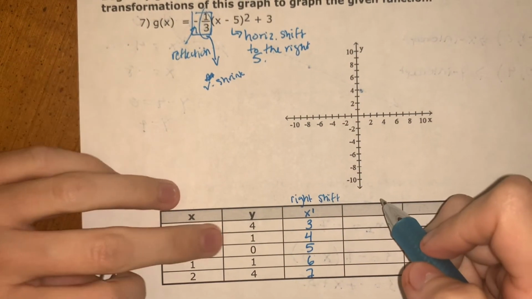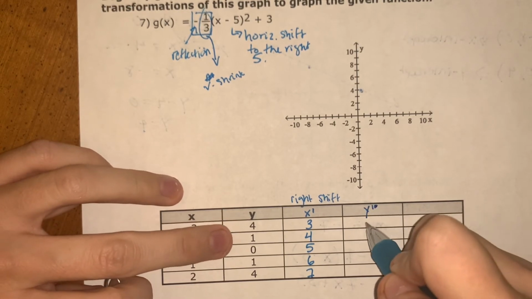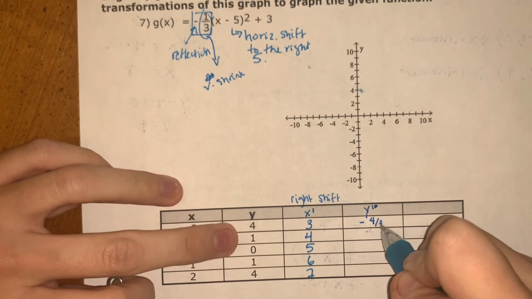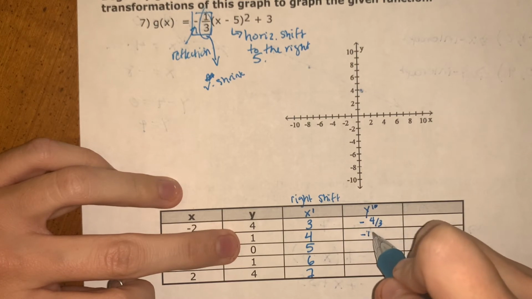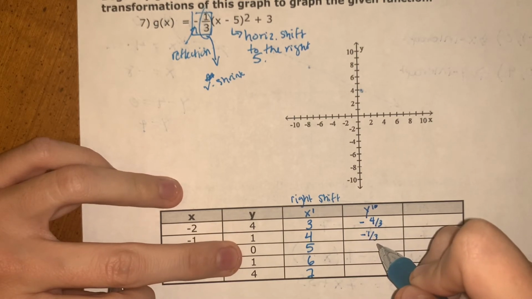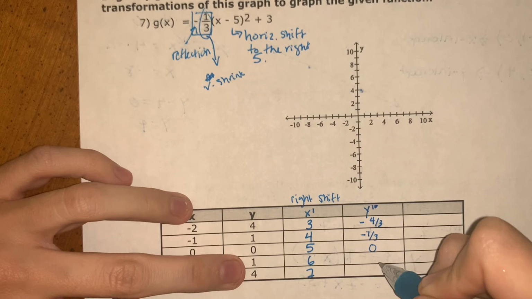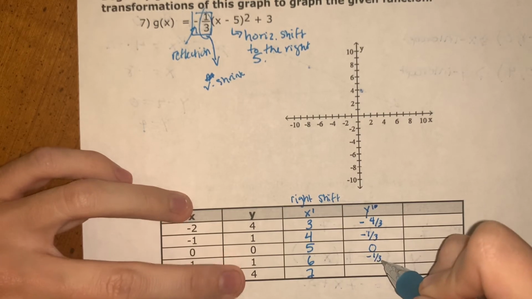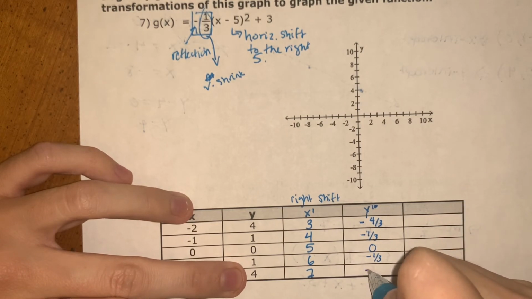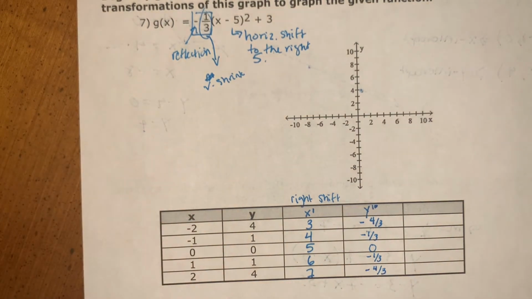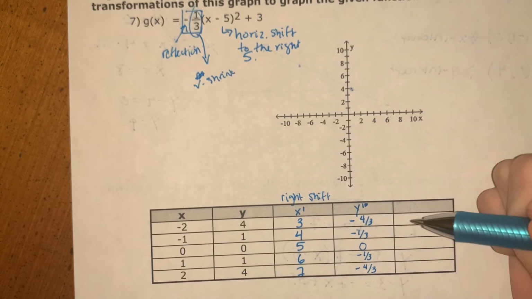Okay, so 4 times -1/3 is going to be, again, Y prime, -4/3. 1 times -1/3, again, is -1/3. 0 times -1/3 is 0. And 1 times -1/3 is -1/3. 4 times -1/3 is -4/3. Okay. So again, we just multiplied all the Y values by this -1/3.